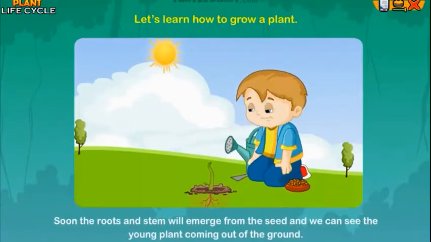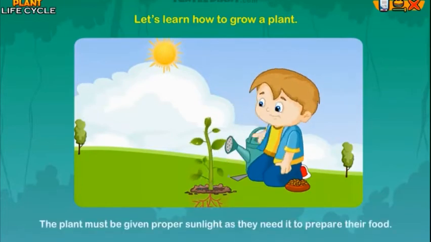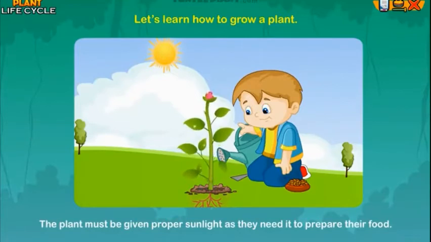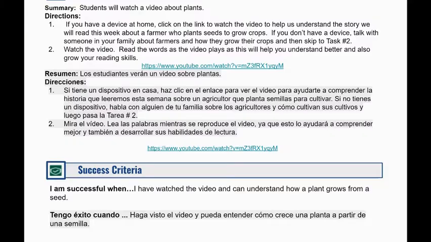Soon the roots and stem will emerge from the seed, and we can see the young plant coming out of the ground. The plant must be given proper sunlight as they need it to prepare their food. Students will be successful when they have watched the video and can understand how a plant grows from a seed.